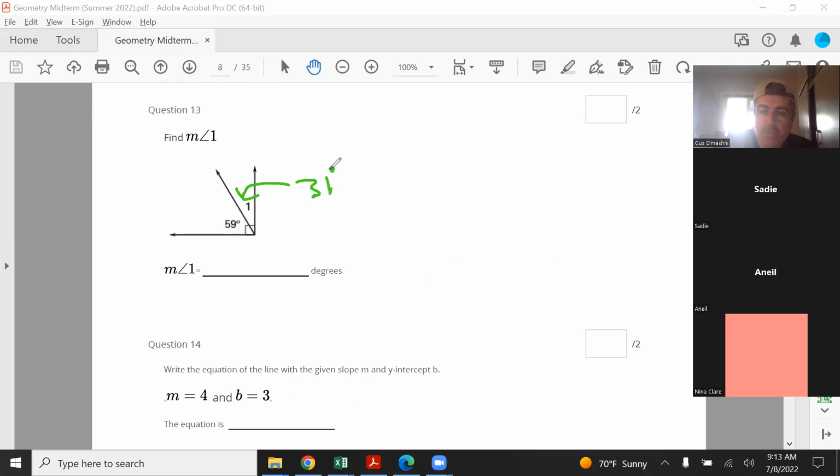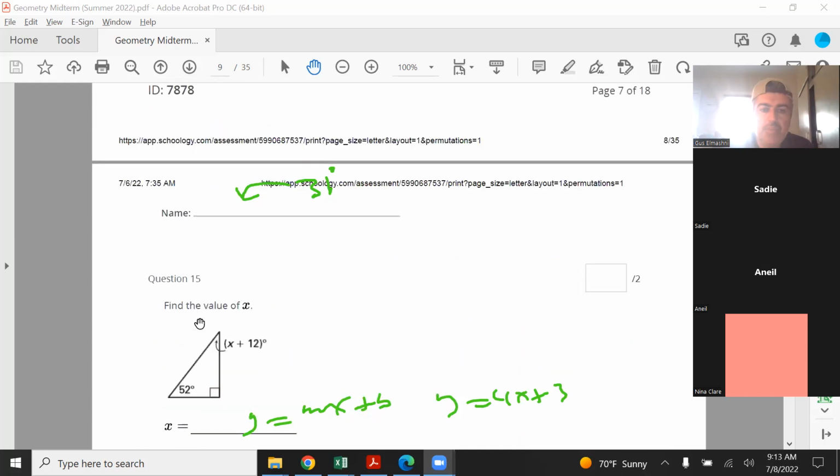That should just be 31 degrees because everything adds up to 90. That's very straightforward. Y equals mx plus b. You already know m and b, so y equals 4x plus 3. Again, these are just pretty straightforward questions.